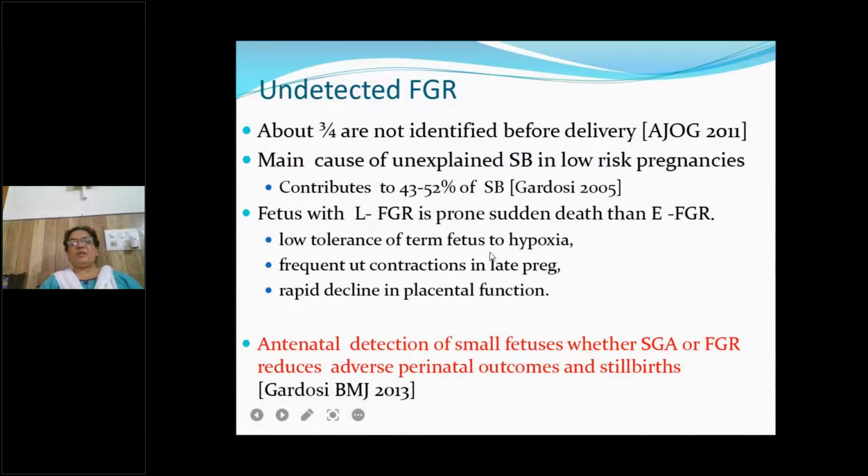There is low tolerance of a term fetus to hypoxia. There are frequent uterine contractions in late pregnancy, Braxton Hicks, which to some extent compromise the circulation. And placenta is also an organ which undergoes apoptosis, and there is a decline in placental function closer to term. So antenatal detection of small fetuses, whether SGA or growth restricted, both reduces the adverse perinatal outcomes and stillbirths, and we should make all the efforts that we diagnose the smaller babies antenatally and take appropriate monitoring so that there is no stillbirth.